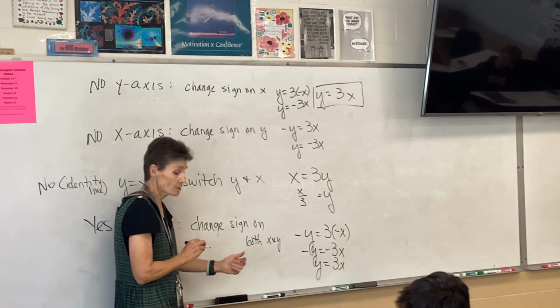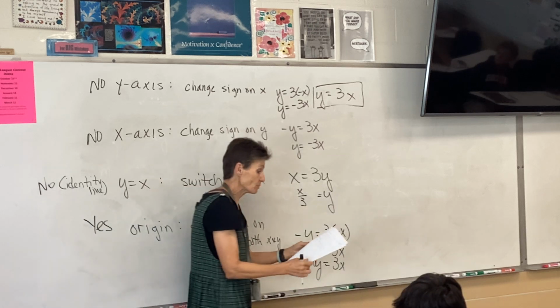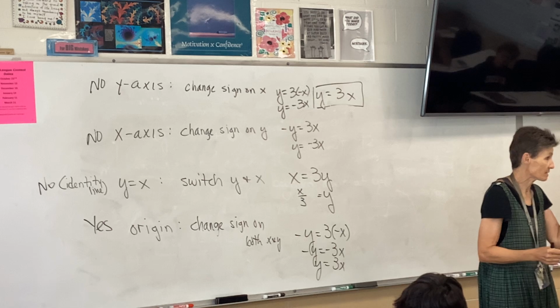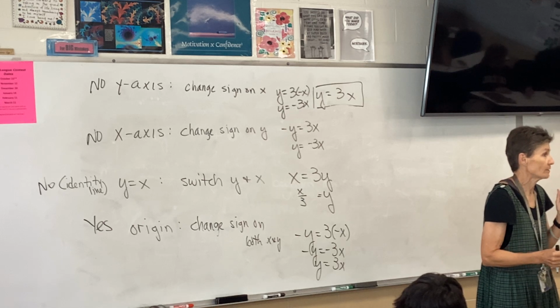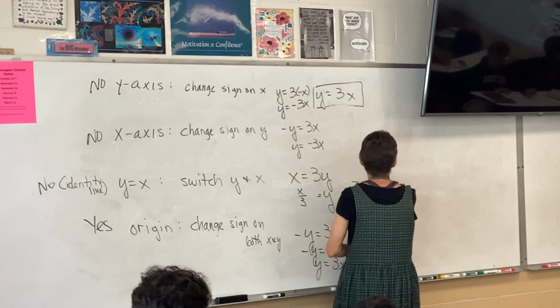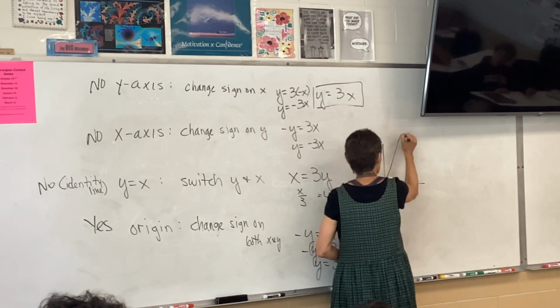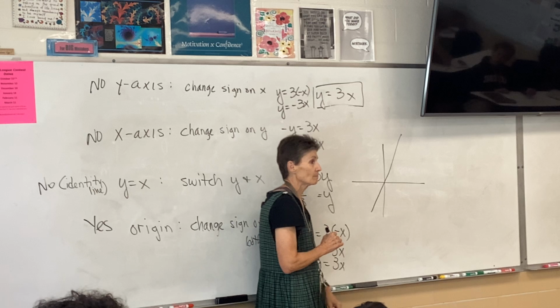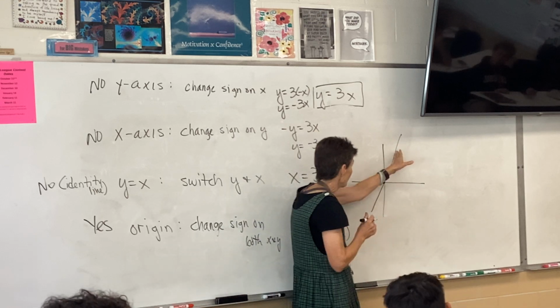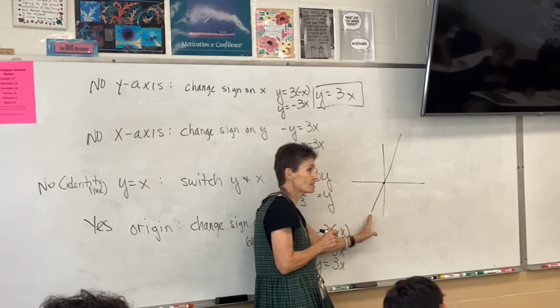So the question said, find the special symmetries for y equals 3x. The only one is symmetric about the origin, which makes perfectly good sense because y equals 3x looks like that. And if we go across the origin, wouldn't those points map right onto these? Yeah.